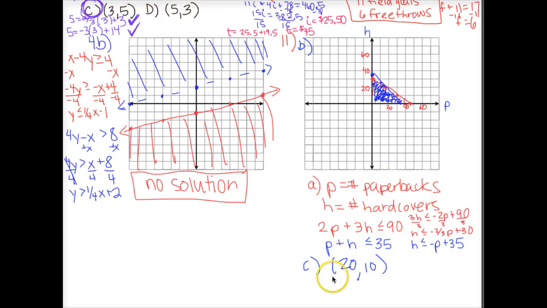The final question, 11D, asked if he spent exactly $90 and bought exactly 35 books, what would the solution be? So if it was exactly, these would change from less than or equal to signs to just equal signs. So if I'm solving the system of equations, not inequalities, that means that the answer is the intersection point. So the answer would be the point (15, 20). Again, it's kind of hard to see on my graph here, but (15, 20) is where they intersect. You can see it better on the graph I gave you on the answer handout. So the solution would just be the intersection point, which would mean if he spent exactly that much and bought exactly that many, that it would be 15 paperbacks and 20 hardcover.